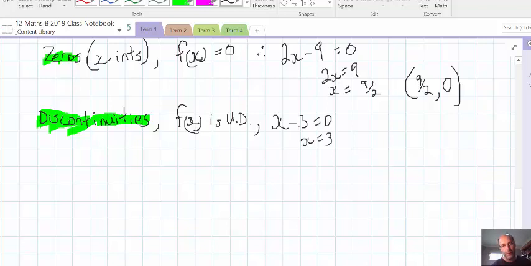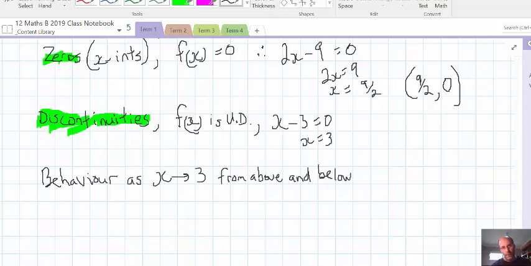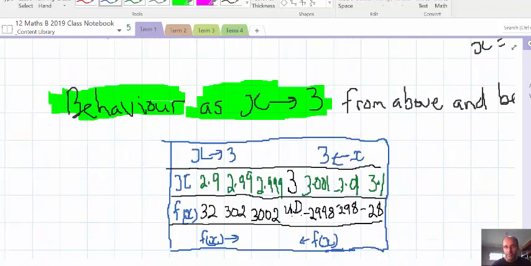So that should make us suspicious that there's probably a vertical asymptote there, though the behavior of the curve will show us for sure. So we need to look at that. So behavior is what we're looking at now, and in particular as x approaches 3 from above and below. So we're going to draw a little table and show you what we mean by that analysis of the behavior.